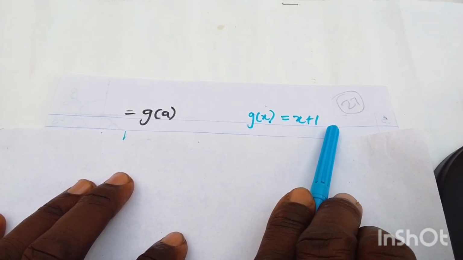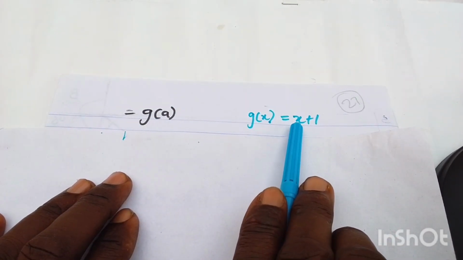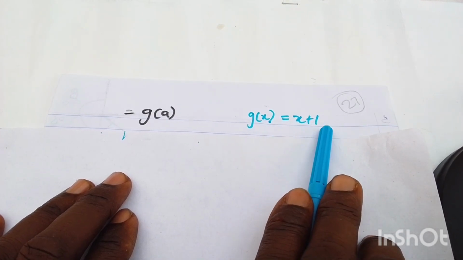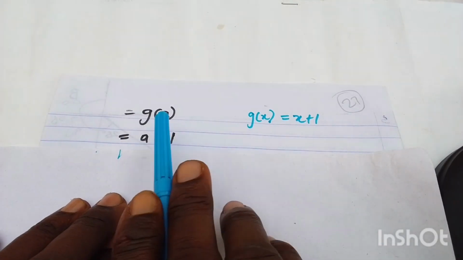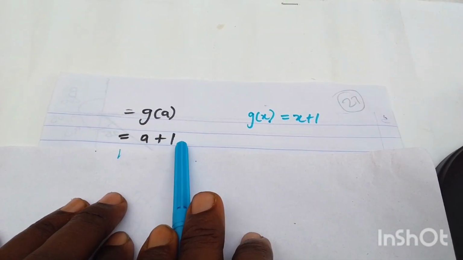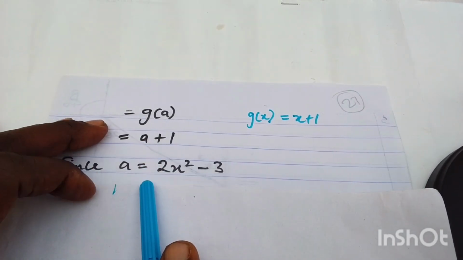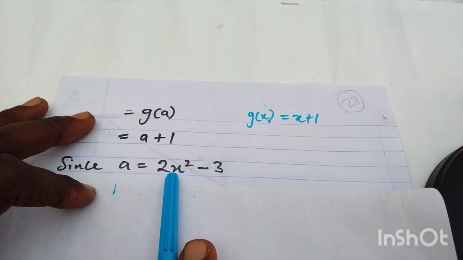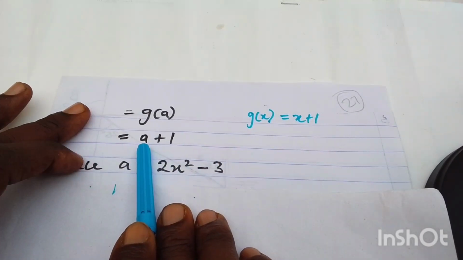So what are you supposed to do now? You are going to remove this g by substituting a, since our g of x is x plus 1. Wherever you are seeing x, you put a. So that means you're having a plus 1. Now, since we've represented a to be 2x squared minus 3, what you are going to do is substitute 2x squared minus 3 where you are having a.